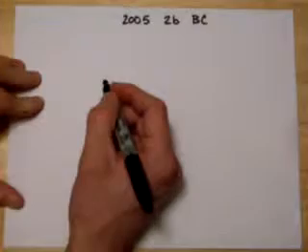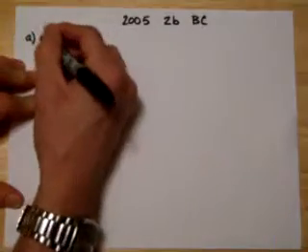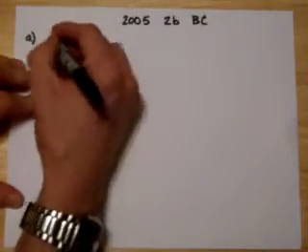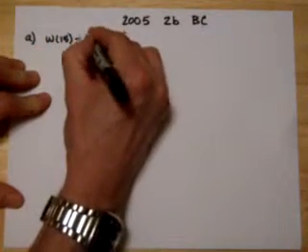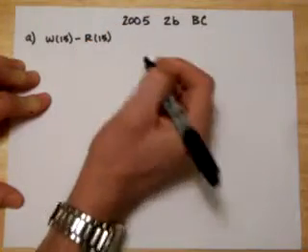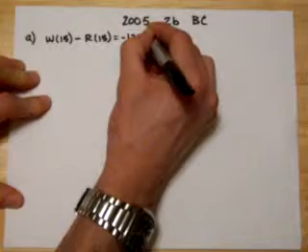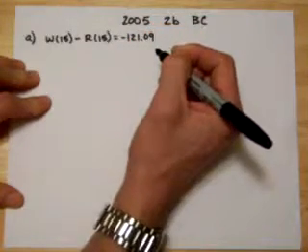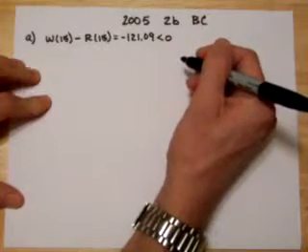So, A, is the amount of water in the tank increasing at t equals 15? So there's some amount of water going into the tank minus some amount of water going out of the tank, and we get negative 121.09. That means the water is not increasing because this is less than 0.